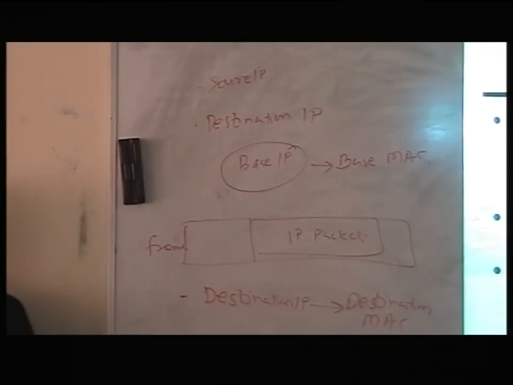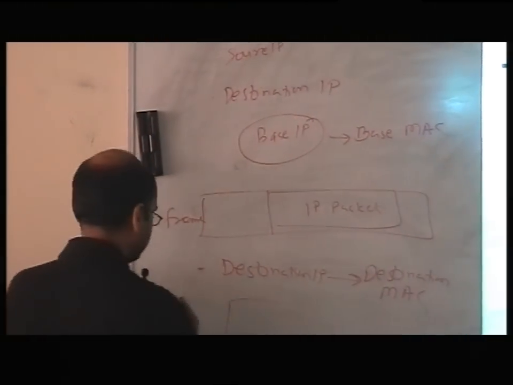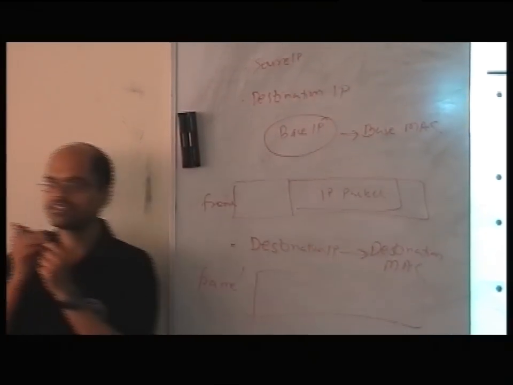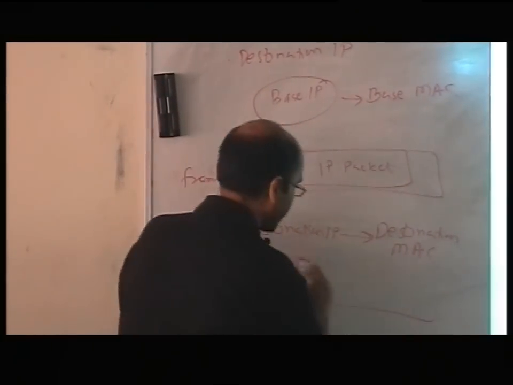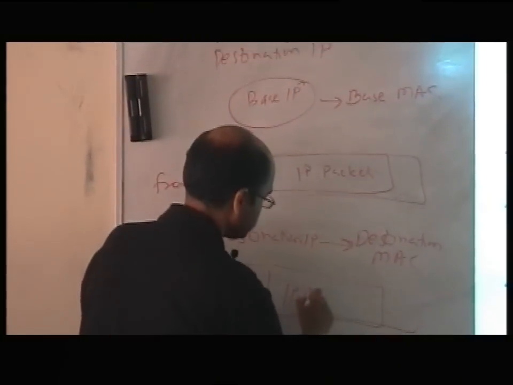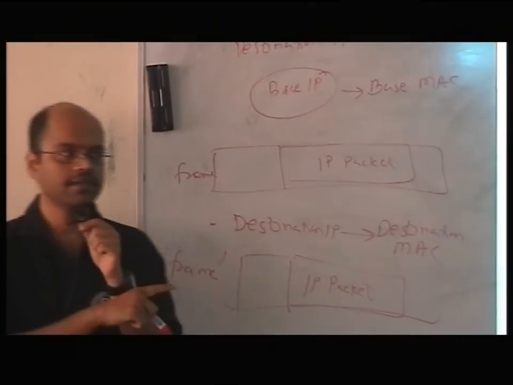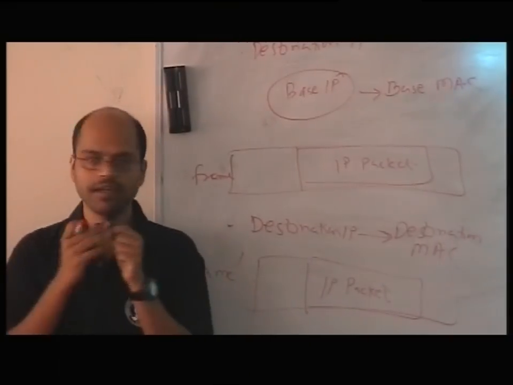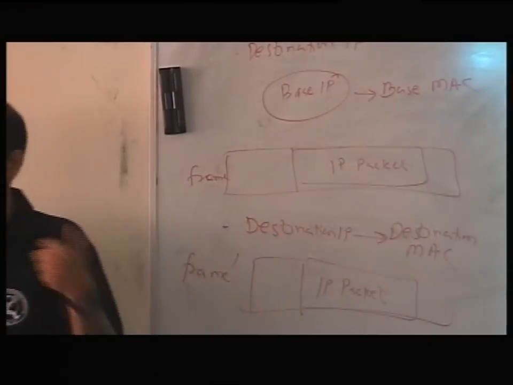Right? So it gets the MAC address. It will form a new frame, and it will put all this information there, get that IP packet, put it here, and this frame will be broadcasted using the CSMA protocol, and the destination will pick up this frame and it will get the packet.